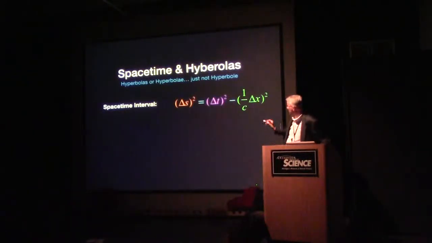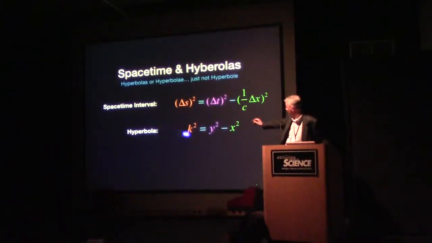So here's the space-time interval again, but I've removed the radical symbol by squaring both sides of the equation. So I'm squaring this bit on the left, and I'm squaring this whole bit on the right, and I've also moved the 1 over c over here instead of over here, right? So I'm playing around with the math a little bit to get it into this form, because I want to show you another equation. This is the equation for a hyperbola. K squared is y squared minus x squared, right?